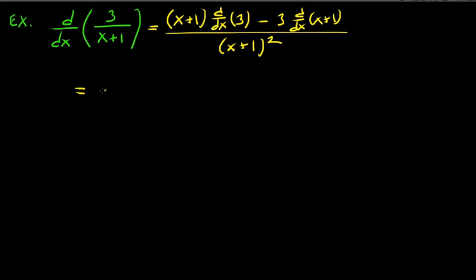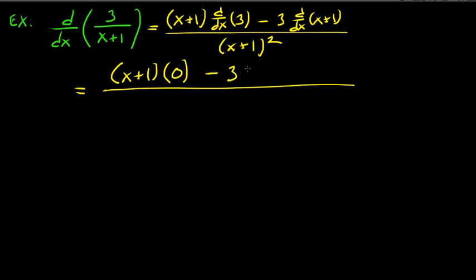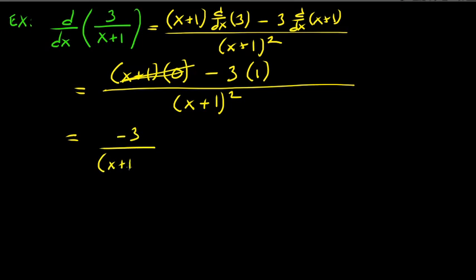So the rest, we still have to take the derivatives. So we have x plus 1 times the derivative of 3. The derivative of 3 is 0. Minus 3 times the derivative of x plus 1. The derivative of x plus 1 is just 1 plus 0, which is 1. Right? And then let's not multiply out the denominator. Instead, right, this is 0. Minus 3 is just negative 3. So we have negative 3 divided by x plus 1 squared.